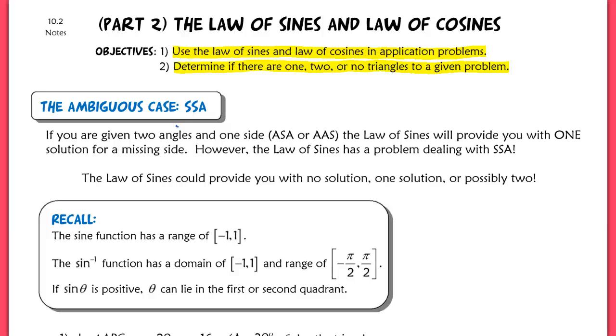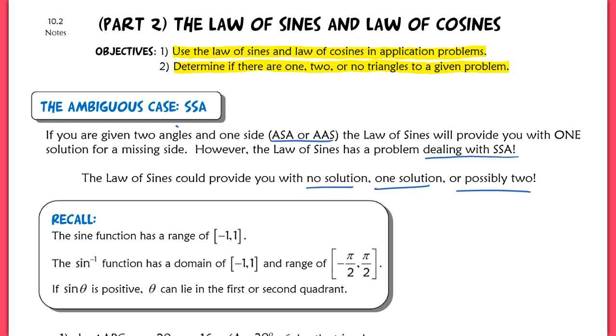So if you're given two angles and one side, like we just talked about, angle-side-angle or angle-angle-side, the law of sines will provide you with just one solution for a missing side. However, the law of sines has a problem dealing with SSA, just like we can't use SSA to prove two triangles congruent. It doesn't guarantee a side length, so the law of sines is difficult to use. The law of sines could provide you with no solution, one solution, or possibly two solutions for an angle measure.